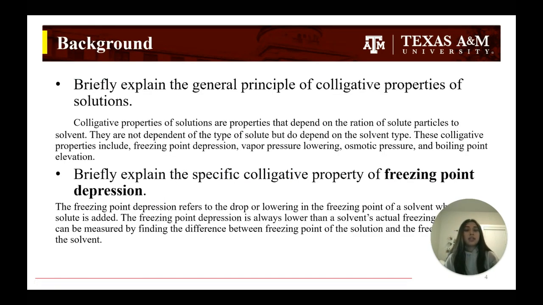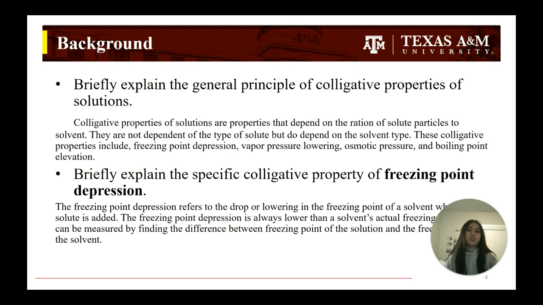So what exactly are colligative properties? Colligative properties are properties that don't depend on the type of solute or the type of solvent being used, but actually depend on how many solute particles there are, how much solvent there is, and the ratio between both. These properties include the freezing point depression, vapor pressure lowering, osmotic pressure, and boiling point elevation.